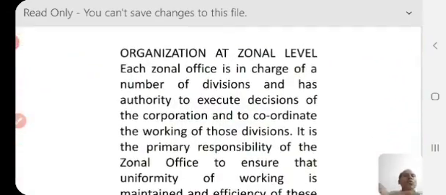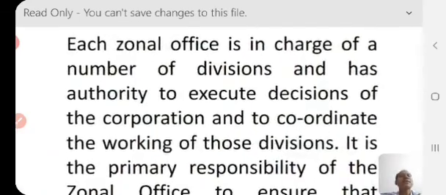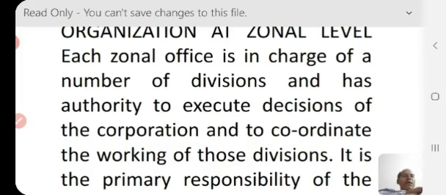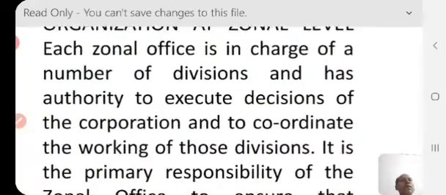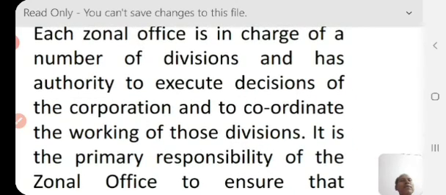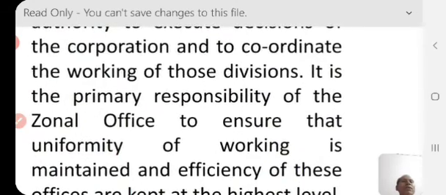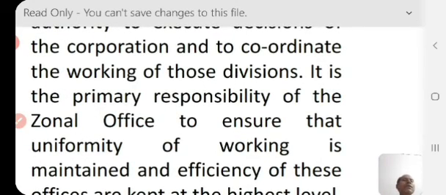Now, organization at zonal level. Each zonal office is in charge of a number of divisions and has authority to execute decisions of the corporation and to coordinate the working of those divisions. Each zonal office must execute the decisions of the corporation and coordinate the working of those divisions under it.